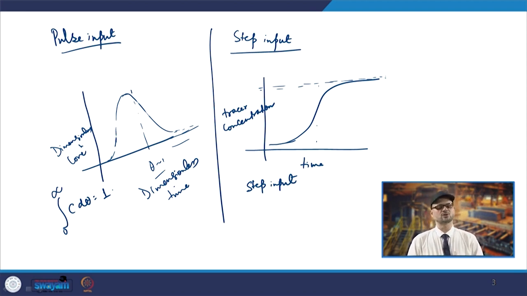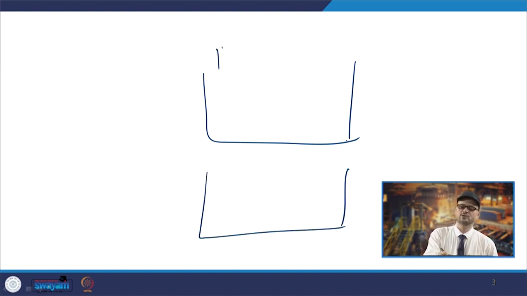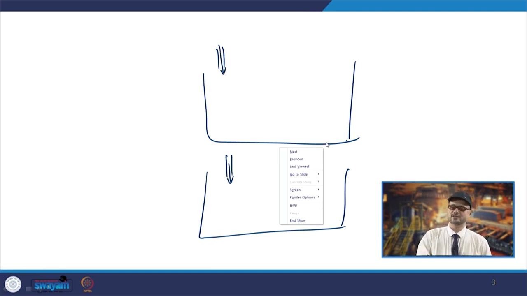Now, this pulse input will be useful for those cases when we try to find out the different TUNDISH regions. Suppose you have a TUNDISH like this. This is your inlet, from where the liquid steel is coming, and suppose this is the outlet.